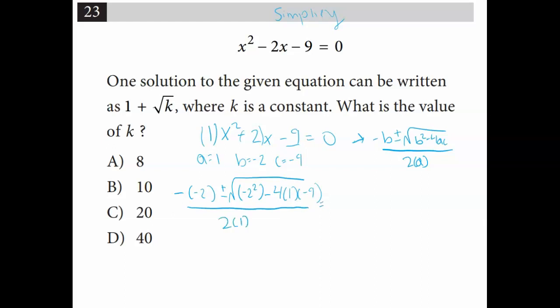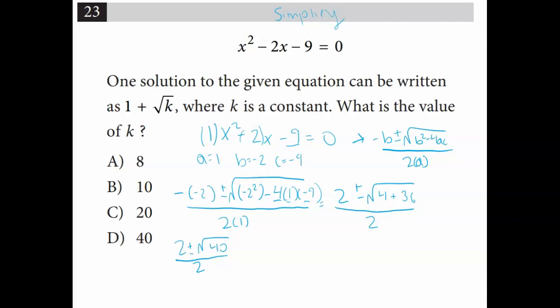So to simplify this down, we get positive 2, because negative times a negative 2 is going to be a positive 2, plus or minus the square root of negative 2 squared, which is positive 4, minus 4 times 1 times negative 9. So that's actually going to be a negative 4 times a negative 9, which is going to create a positive 36. And we'll put that all over 2 times 1, so it's going to be 2. And then if we simplify that further, we get 2 plus or minus the square root of 40 all over 2. And so how can we simplify this further?